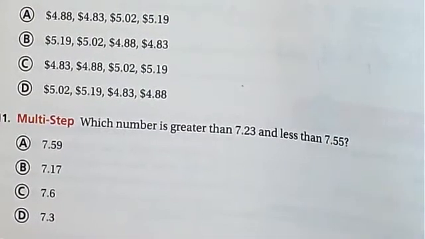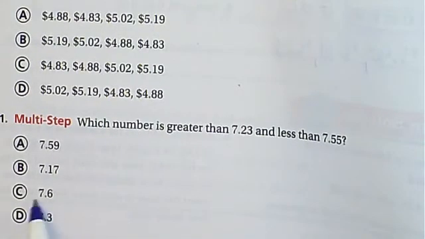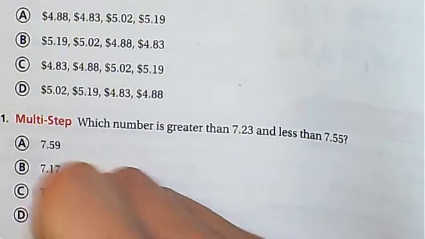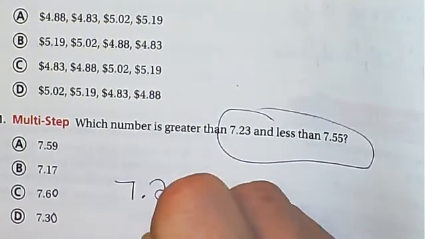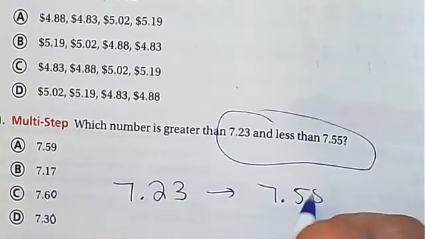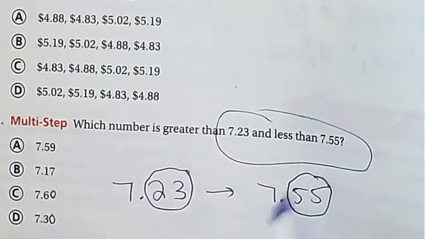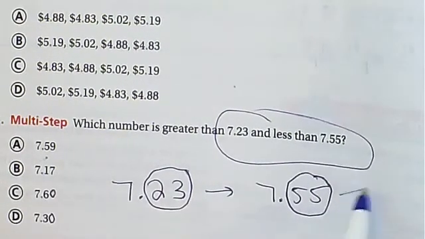Number 11. This looks interesting. Which number is greater than 7.23 and less than 7.55? Well, look. Not liking this. So we're going to put a 0 there and a 0 there. And we need to go in between 7 wholes with 23 to 7 wholes with 55. So we need something in between 23 and 55.